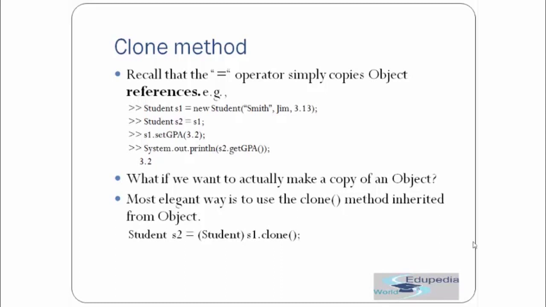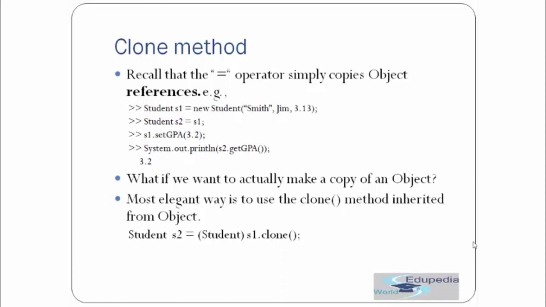But what if we want to make an actual copy of an object? Well, in Java, the most elegant way is to use the clone method, by inheriting from the Object class and using it like this, s1.clone(), and then create your s2 object. So this creates a copy of s1 in s2. Simply by doing this, it will create a shallow copy. So what is a shallow copy? Well, a shallow copy is one in which all the primitive types get copied, but all the reference types, like object types, do share a common reference.